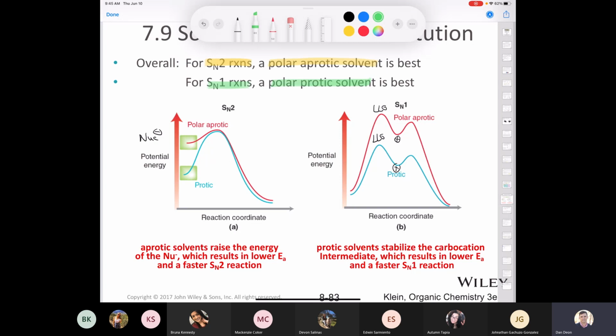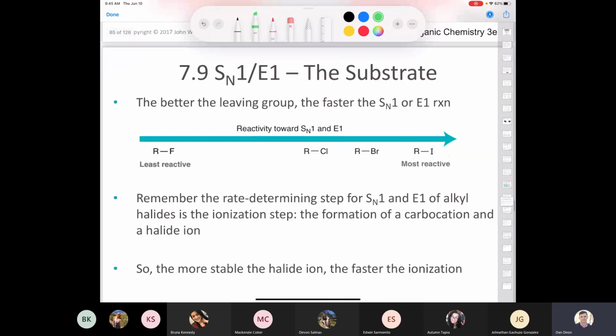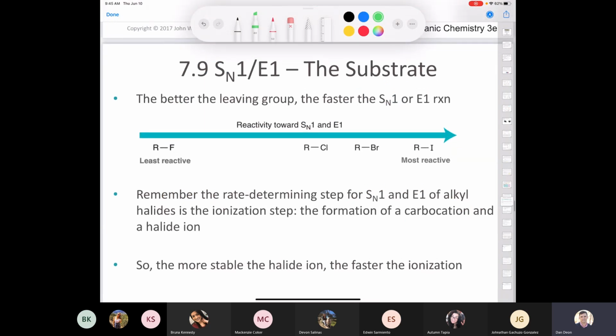A couple more things we have to take into consideration in section 7.9. What about the leaving group, right? Because the first step of an SN1 or an E1 mechanism is the loss of the leaving group. Well, you can imagine that the ability of the leaving group to leave is going to affect the rate of the reaction. So the better leaving group we have, the weaker the base. You could call it that, or you could say we're looking at the conjugate base of the strongest acid. That's going to be a better leaving group.